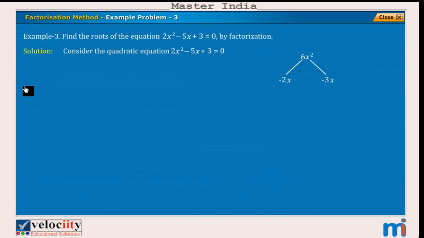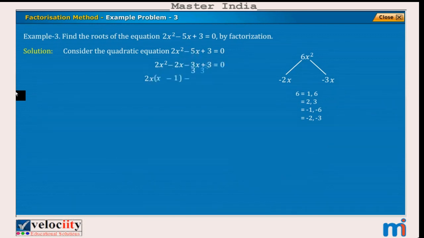For this, list out all possible pairs of multiples of 6. The multiples of 6 are 1 and 6, 2 and 3, minus 1 and minus 6, minus 2 and minus 3. From the above pairs, except minus 2 and minus 3, none of the pairs satisfies the condition for factorization. Hence the middle term minus 5x can be split into minus 2x and minus 3x.